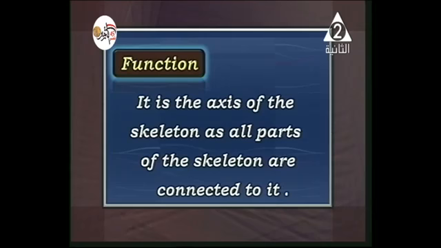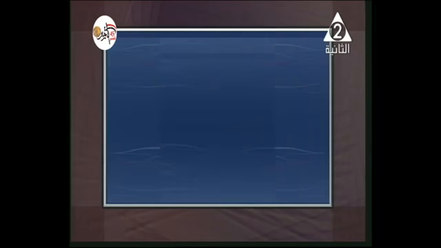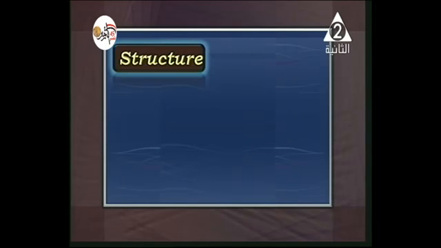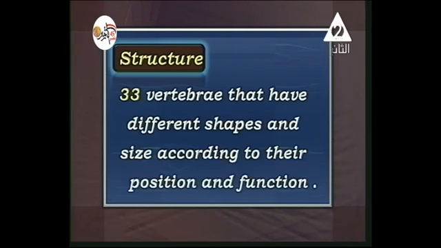And also because it's considered the axis of the skeleton, because all parts of the skeleton are connected and linked tightly to the vertebral column. What about the structure of the vertebral column? Well, it consists of 33 vertebrae, and we have here a video to show you the structure of a vertebra, which has different shapes and sizes according to its position and function inside your body and along the vertebral column.